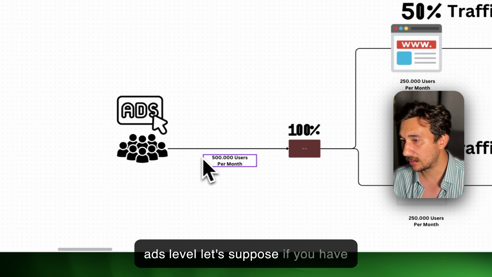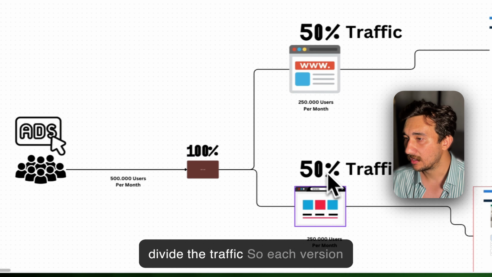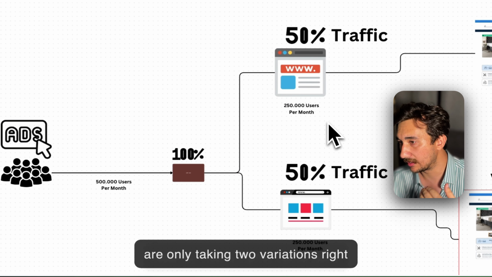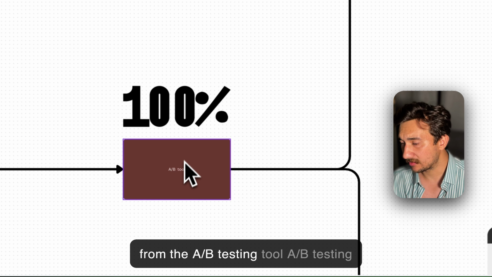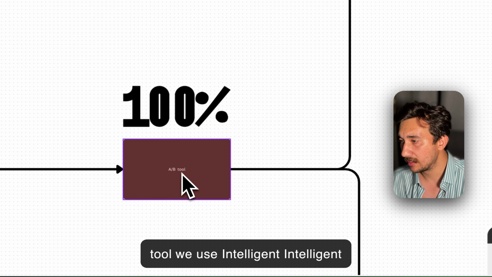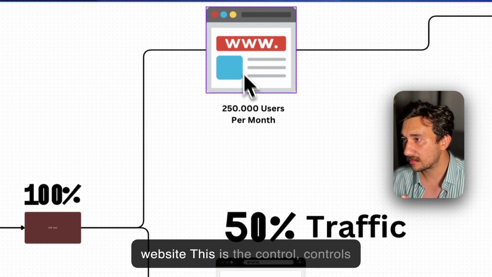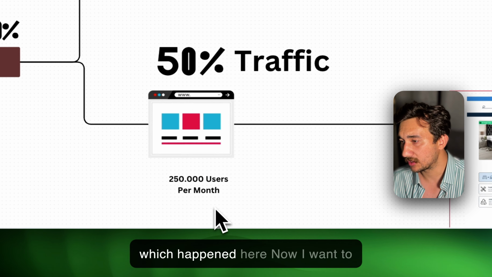So from the ads level, let's suppose you have 500,000 users per month, and we divide the traffic. Each version can be 3 variations, but we are only taking 2 variations right now. So 100% of the traffic comes here from the A/B testing tool. The A/B testing tool we use is Intelligent. Intelligent divides the traffic from the ads level to the website. This is the control, which means the original one, which happens here, and then the variant, which happened here.